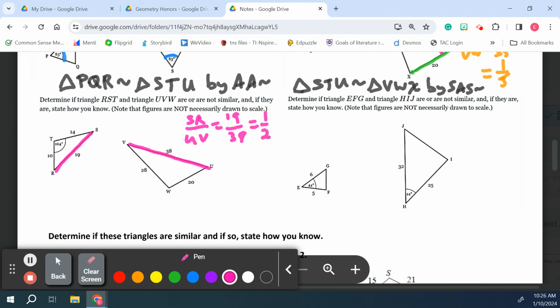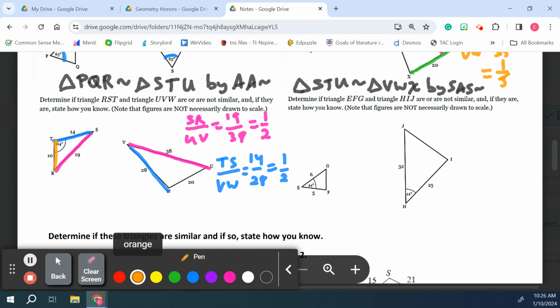So now in order for this to be similar, all the sides have to have that same ratio. I'm going to look at the second longest side now, TS, and the second longest side here looks like it's VW. So I'm going to take TS over VW, which is 14 over 28. That one's actually kind of nice. That ends up being 1/2. Now, it's real tempting to stop here, but don't. Do all 3 sides.